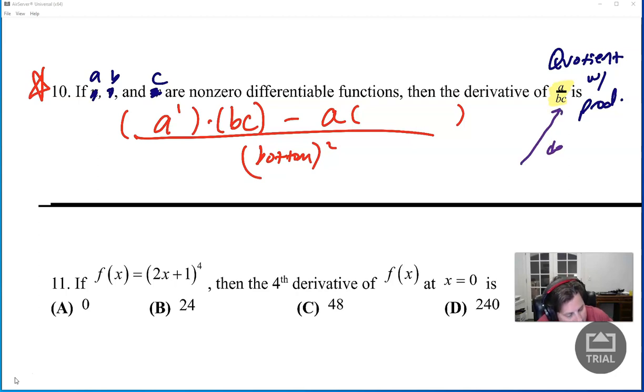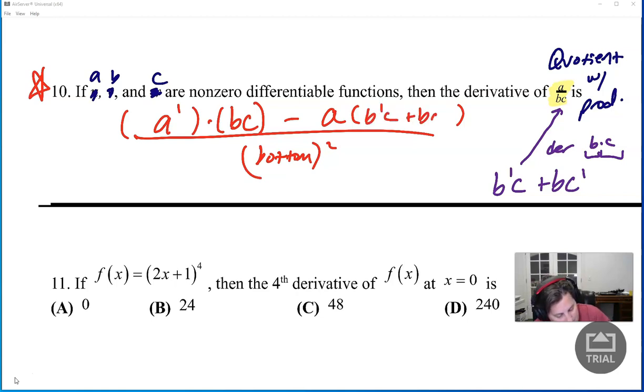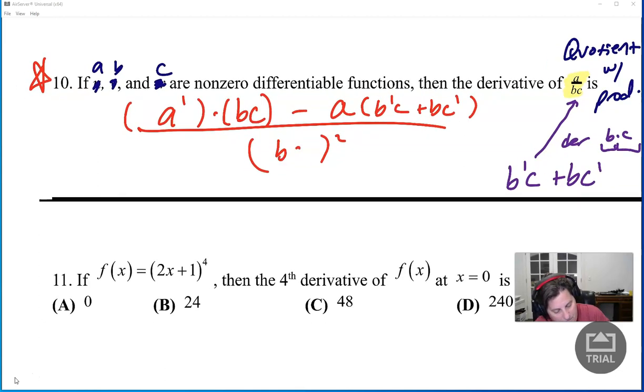How do I find the derivative of the bottom, which is B times C? I do a product rule, okay? I'm going to do this off to the side, and then I'll go ahead and plug it in my quotient rule. And it's going to go like this. Derivative of the first times the second plus first times derivative of the second, okay? So I can put that in here. So I can go B prime C plus BC prime. And then it's all over the bottom, BC squared.